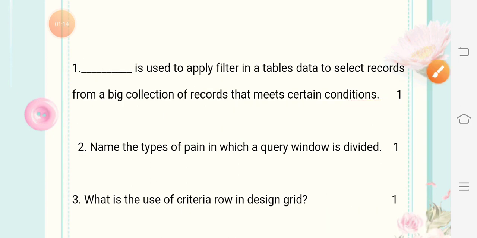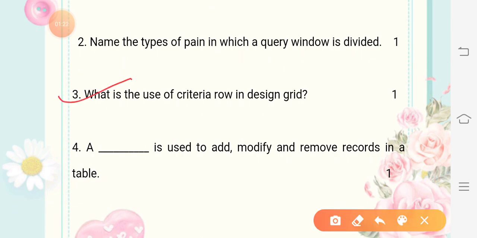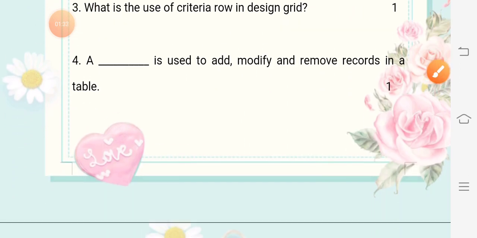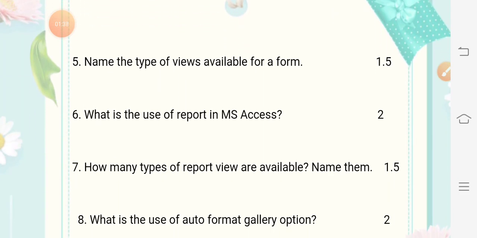Next, moving on to the third question, what is the use of criteria row in design grid? So this is your third question. Moving on to the next: used to add, modify and remove records in a table. Fill in the blank, 1 mark. For the next questions, you only have to write the answers in your test copy, and yes, you have to make a separate copy for this test. You will not write the answers of this revision in your simple notebook, right? So you have to make a different copy for this test, and your parents will check it.